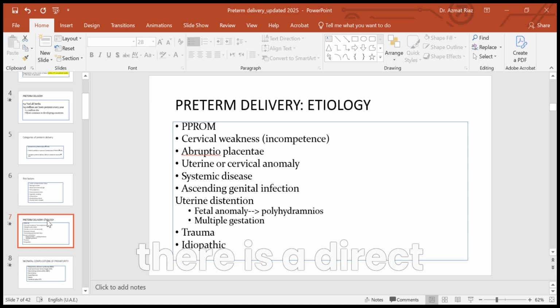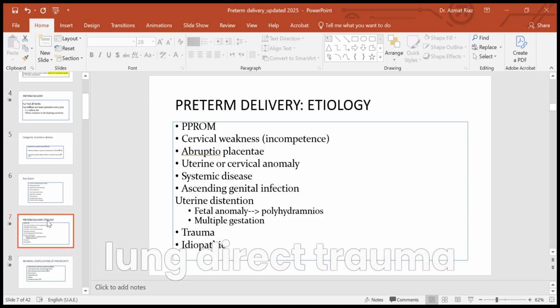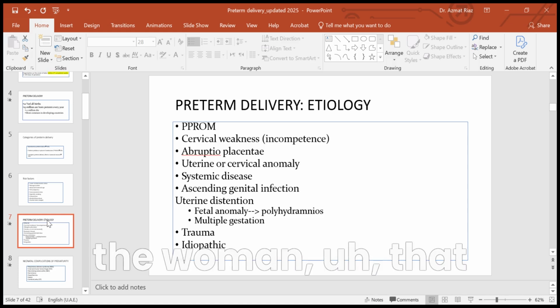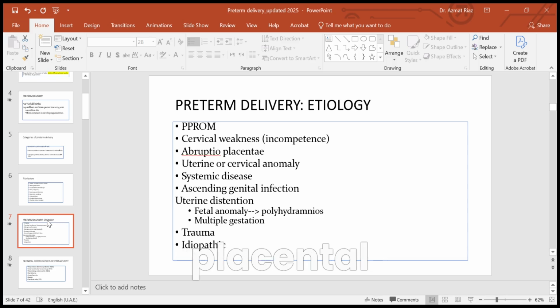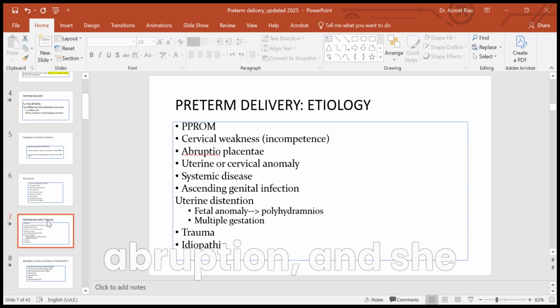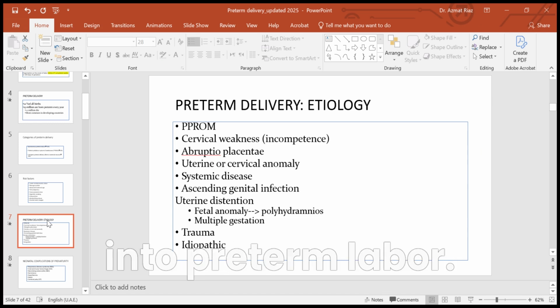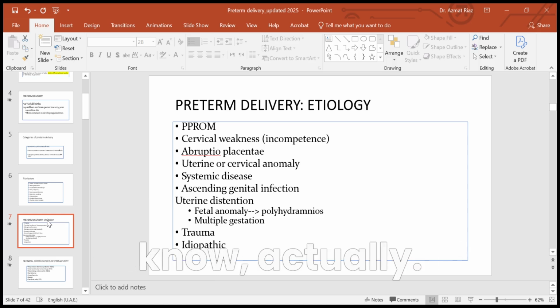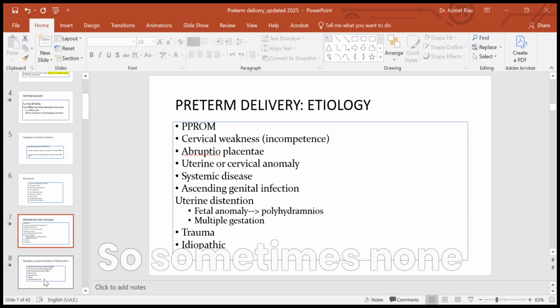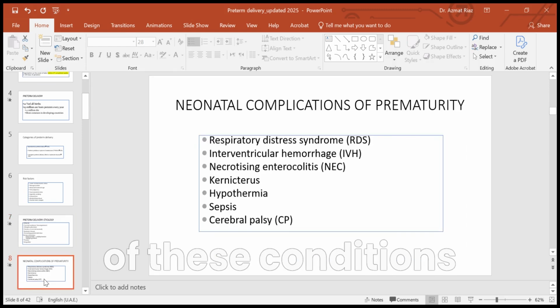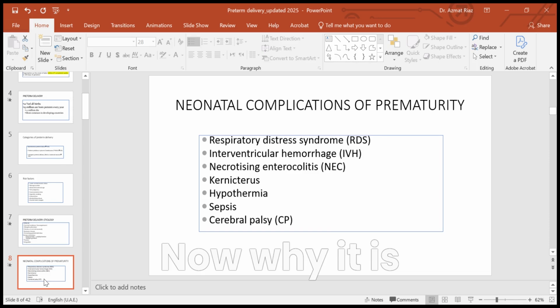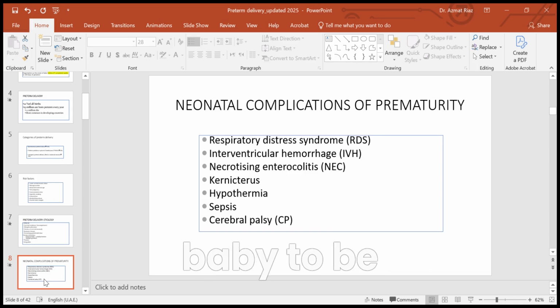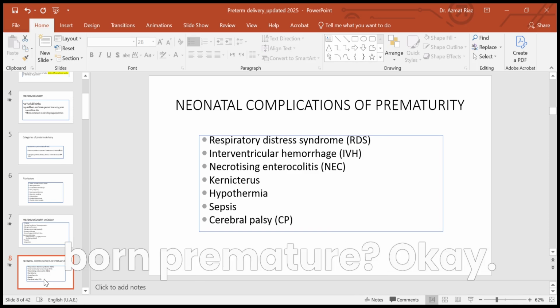Especially if there is a direct trauma to the abdomen of the woman, that can lead to placental abruption, and she can go into preterm labor. And then sometimes we don't actually know. That's called idiopathic. Sometimes none of these conditions apply, but still. Now, why is it dangerous for the baby to be born premature?